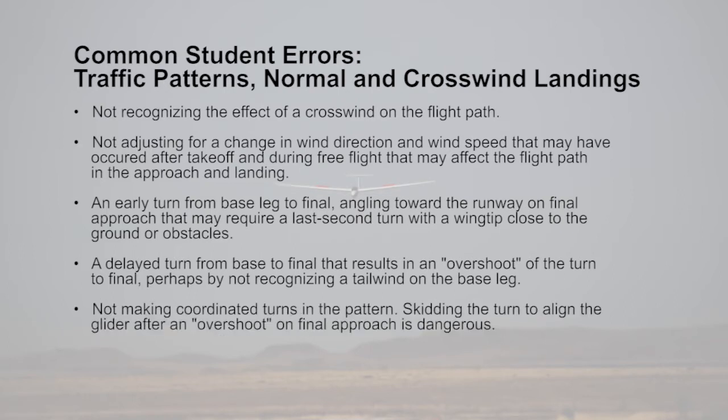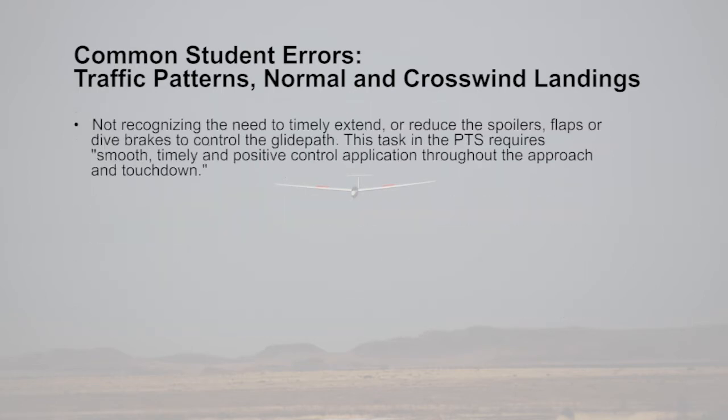Not making coordinated turns in the pattern. Skidding the turn to align the glider after an overshoot on final approach is dangerous. Not recognizing the need to timely extend or reduce the spoilers, flaps, or dive brakes to control the glide path. This task in the PTS requires smooth, timely, and positive control application throughout the approach and touchdown.